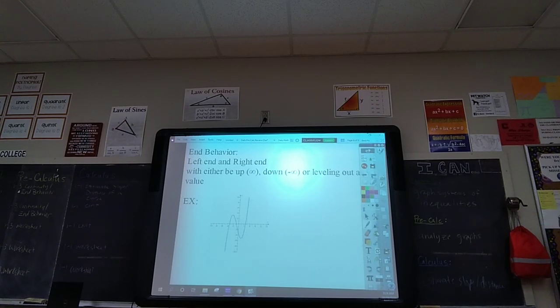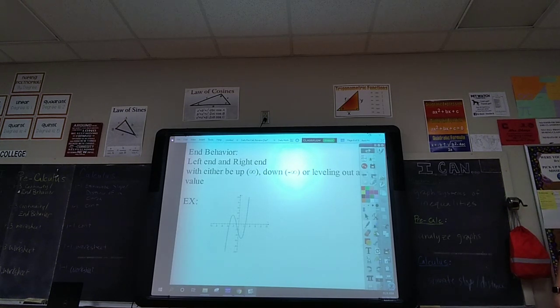So if I look to the left and it's going up forever, we're going to say it's positive infinity. If I look to the left and it's going down forever, it's negative infinity. Or sometimes you have graphs that level out at a number. And so if you're looking left and it's one of those graphs that's leveling off forever, then we're going to say whatever number that is.